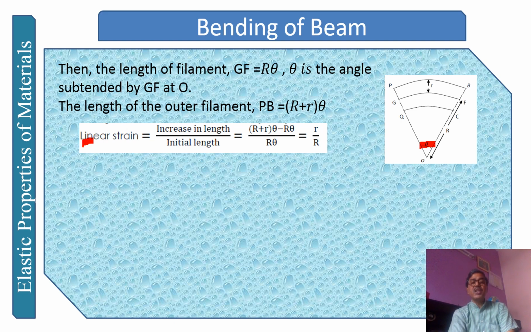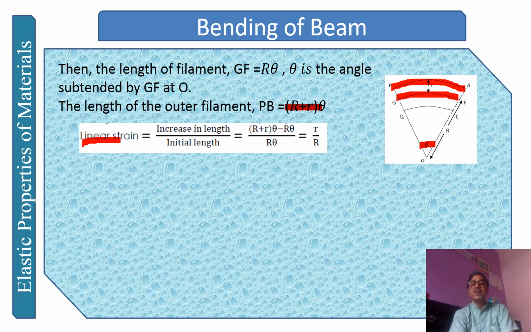So what will this strain be? Linear strain, as we know, is equal to increase in the length upon initial length. So what is the increase in the length? This is your increased length. So this is your R plus r into theta here, R plus r into theta, and for this you have got R theta.